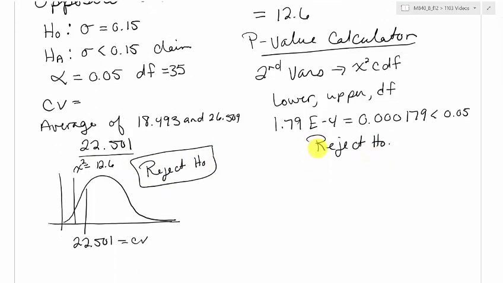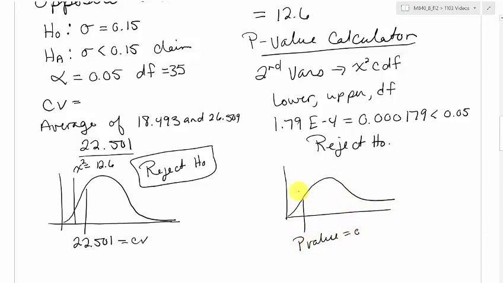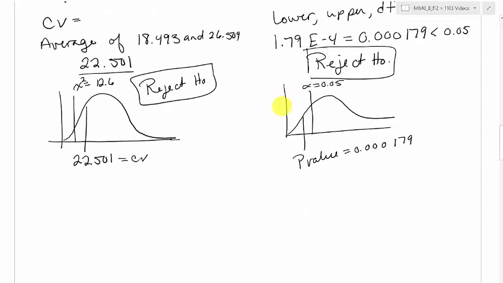And then to make a little graph for the p-value way, our p-value is 0.000179, and alpha is 0.05. And so our alpha level is bigger than our p-value, or another way to say that is that our p-value is smaller than our alpha level, so we're rejecting our null, and then we need to make our conclusion.